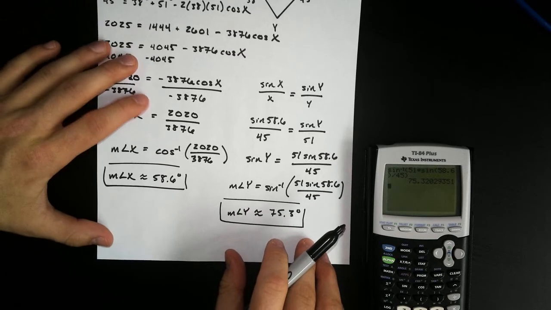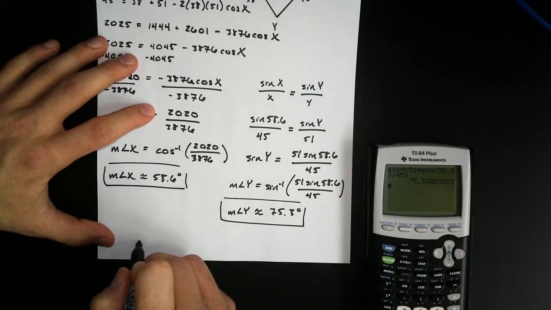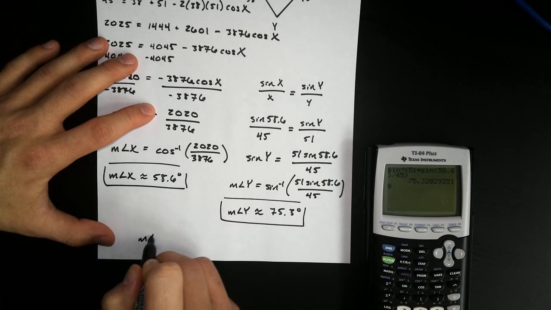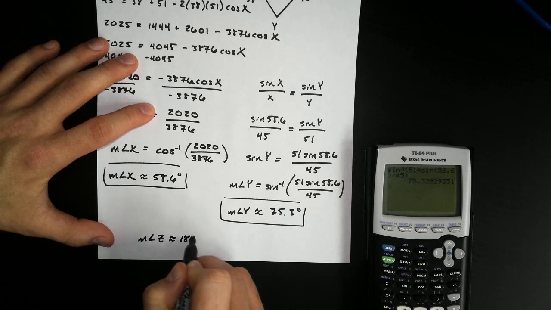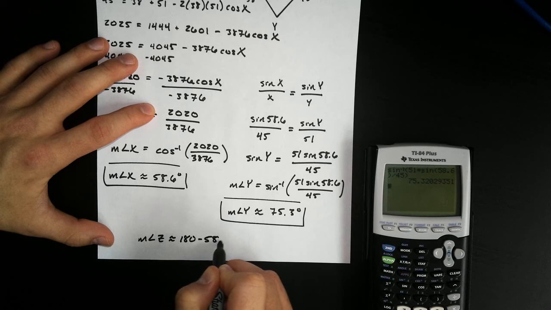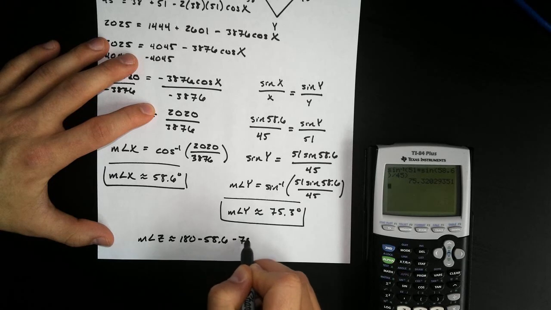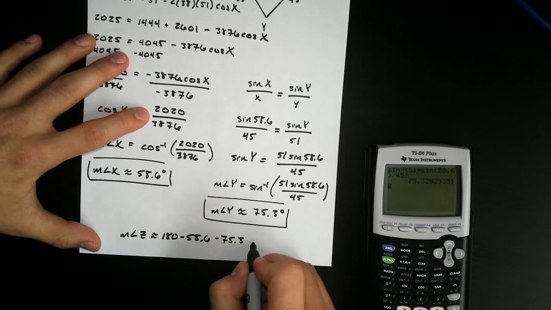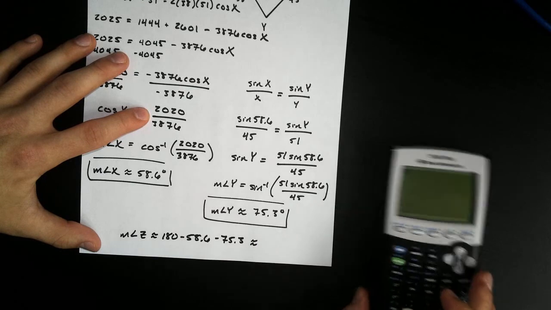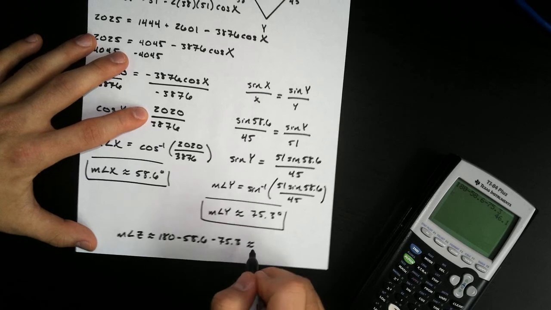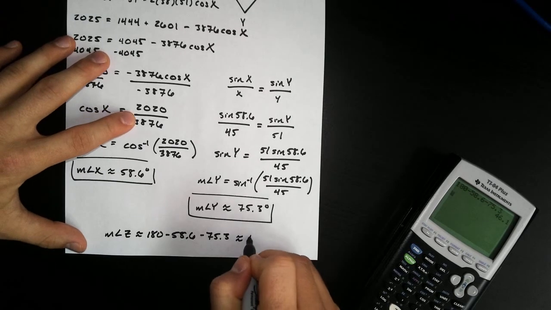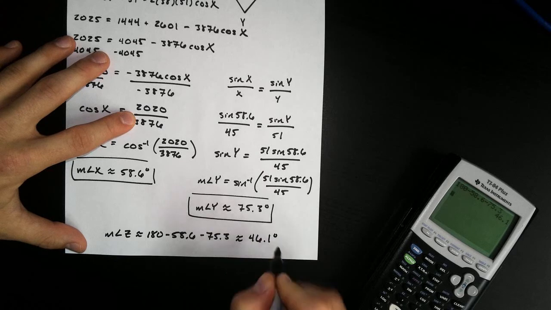And now that I know two, I can find our last one, the measure of angle Z, using the triangle sum theorem, 180 minus the other two. So 180 minus 58.6 minus 75.3. So our last angle, about 46.1.